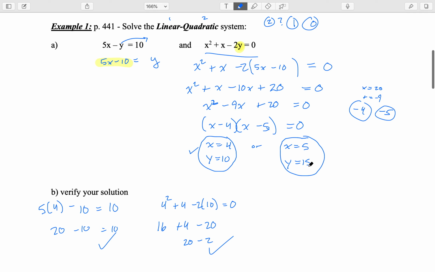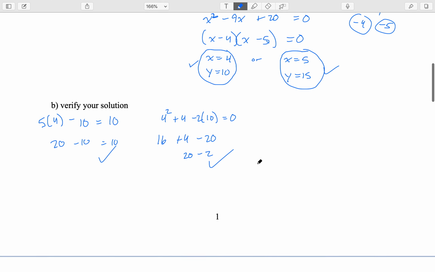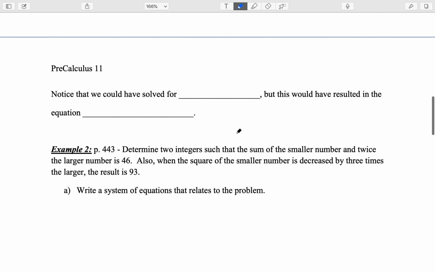If I was to do this same one, same thing's going to happen. Look, 5 times 5 is 25, minus 15 is equal to 10. Yeah, that's going to work. And if I plug this into here, remember the x value is 5. 25 and 5, which is 30. 2 times 15, 30 minus 30. Yeah, it's going to work in both of them. Okay, I'm just too lazy to do all that right now. Besides, we want to get on to the next question.